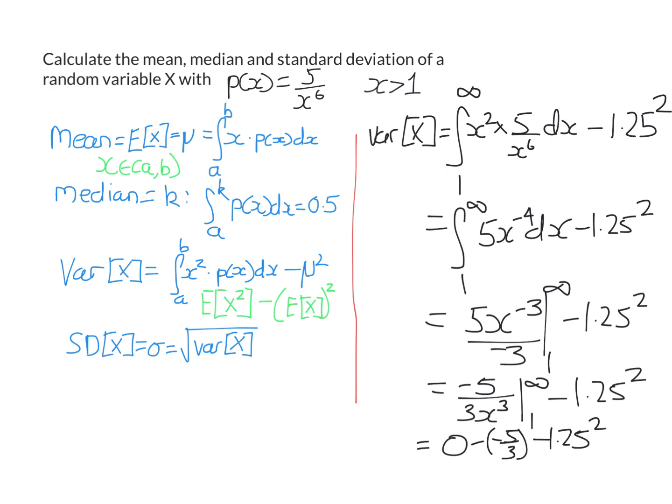And then we subtract 1.25 squared. So that gives us an answer of about 0.1. That's the variance, so the standard deviation will just be the square root of that, and it's about 0.32.